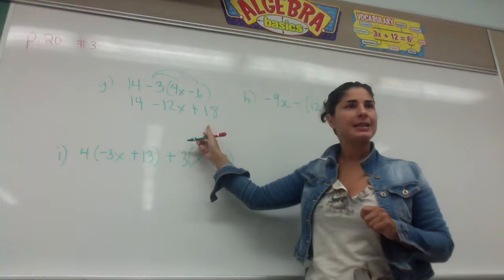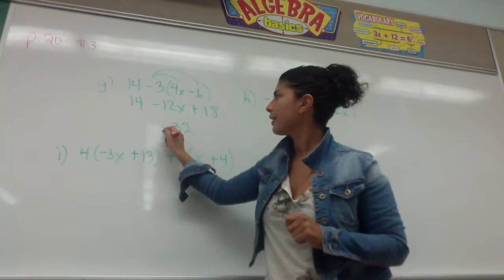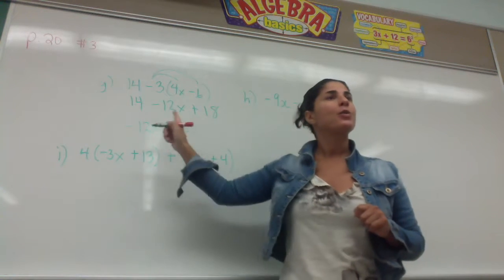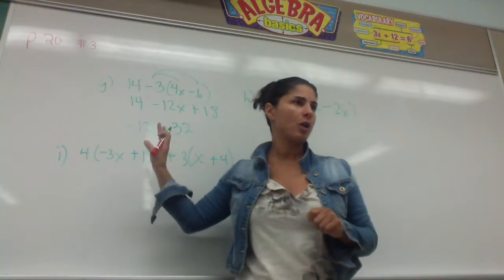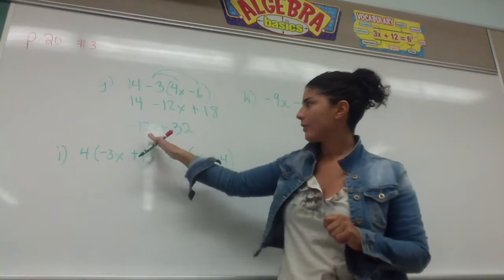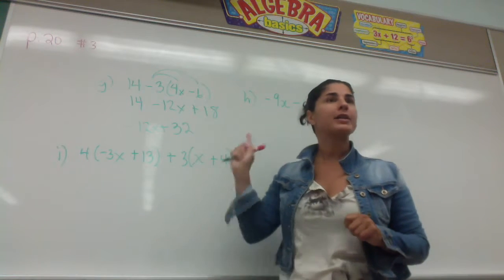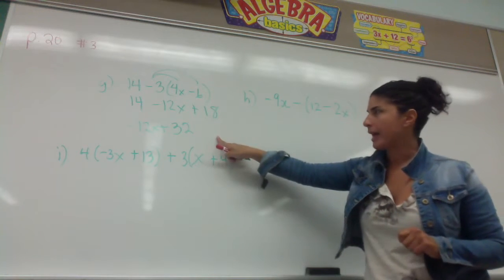14 plus 18, 32. I'm going to put the 32 at the back, and I'm going to put my -12x in the front. Normally, the one with the variable comes first. It's not wrong though if you have it the other way. So I have -12x plus 32. If you have 32 minus 12x, it's the same thing. I just prefer it like that.